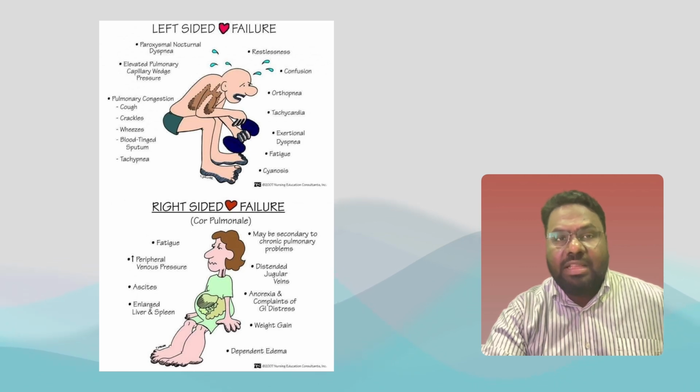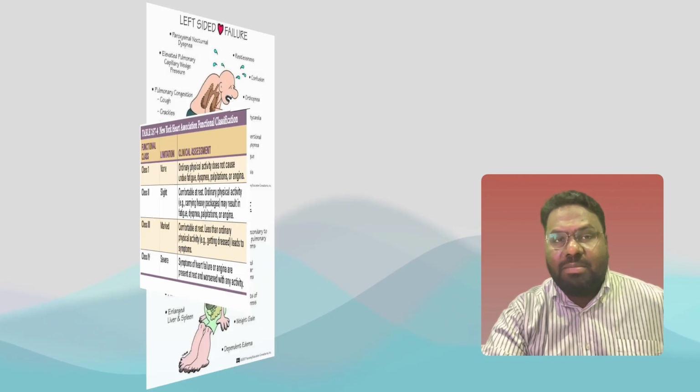More importantly, the patient has paroxysmal nocturnal dyspnea and elevated pulmonary capillary wedge pressure. Pulmonary congestion is seen in the form of cough. On examination, crackles are seen. Wheeze may also be present. Blood tinged sputum is also seen, and tachypnea is there.